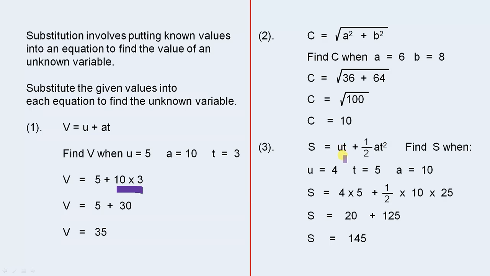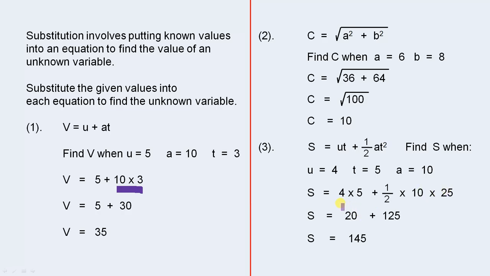The next example, we have s equals ut plus half at squared. Find s when u equals 4, t equals 5 and a equals 10. We substitute these values directly into that equation and we get s equals 4 times 5 plus a half times 10 times t squared. Now t is 5, so I've just made that 25 because it's 5 squared. T squared is 5 squared.